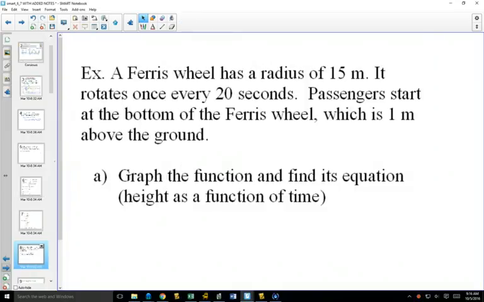All right, here's our second example. It's a Ferris wheel one. It's much faster than the last Ferris wheel, and it's got a 15-meter radius, so that's pretty big, I think.